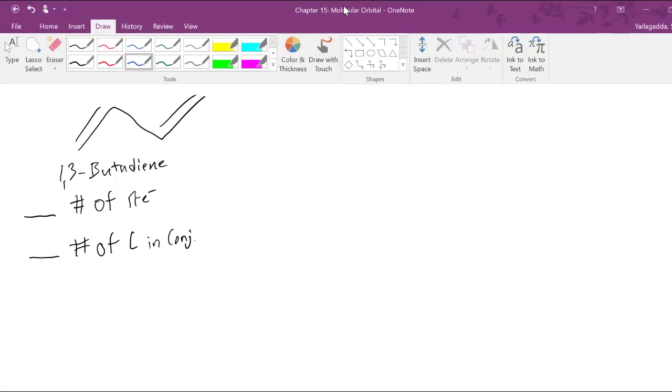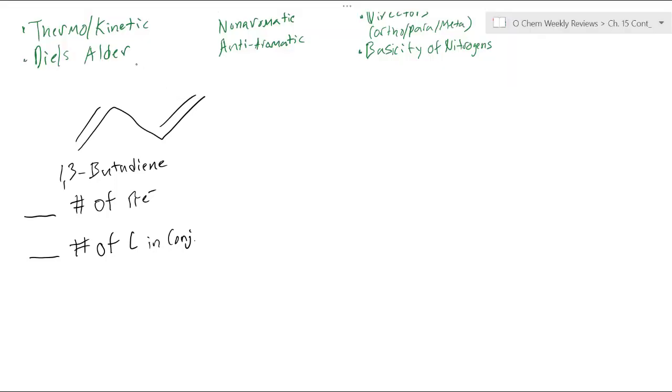So where are my pi electrons? Each double bond is 2 pi electrons, and a negative charge is also 2 pi electrons because it's essentially a lone pair. A positive charge is 0 pi electrons, and a radical is 1 pi electron.